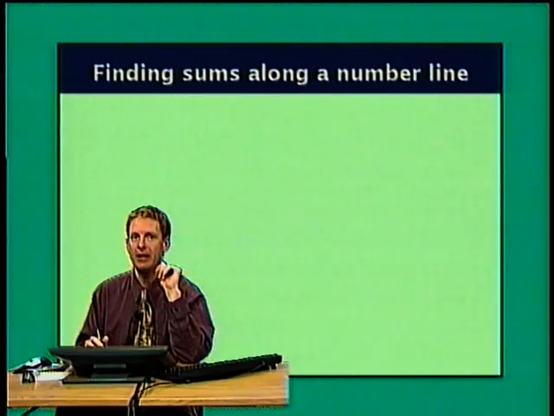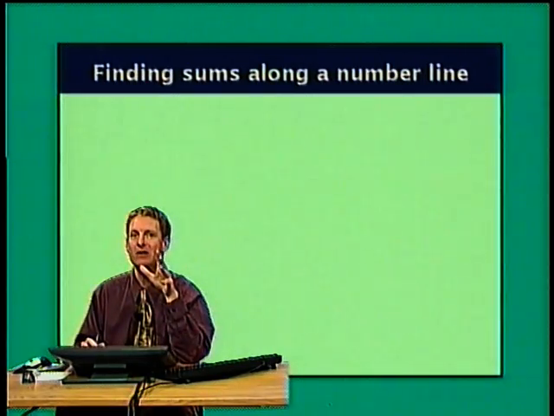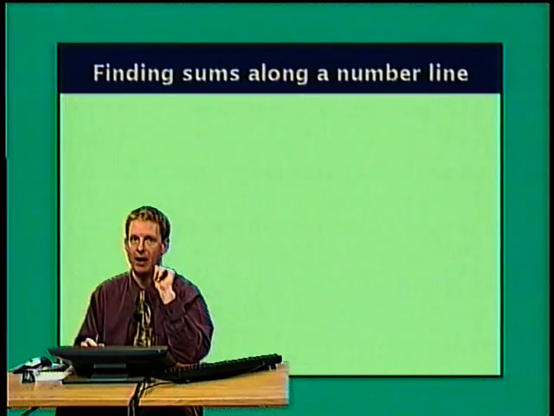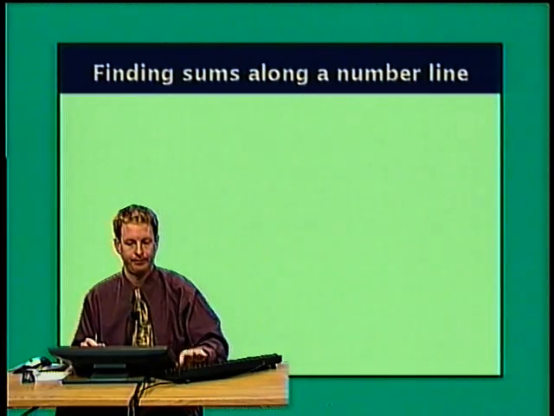Another reason I'm going to give you another model is because the signed chip model only works well when you're working with integers. If you start bringing fractional parts into the numbers, you start breaking the chips all apart, and it's kind of hard to figure out how they piece back together. It's much easier to visualize along a number line. So how do we find sums along a number line?